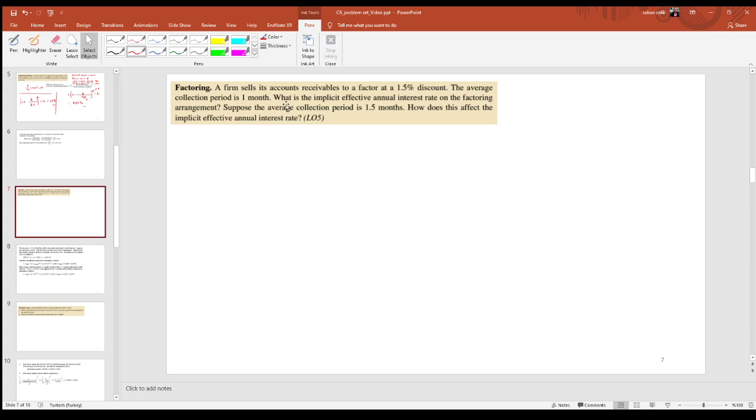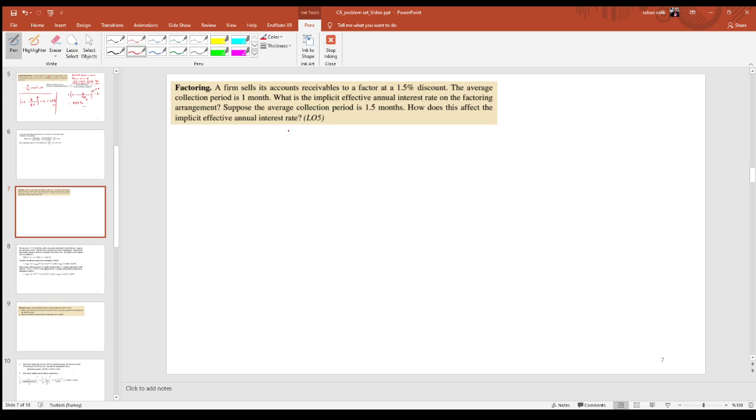A firm sells its accounts receivable to a factor at a 1.5% discount. The average collection period is 1 month. What is the implicit effective annual interest rate on the factoring arrangement? Suppose the average collection period is 1.5 months. How does this affect the implicit effective annual interest rate?